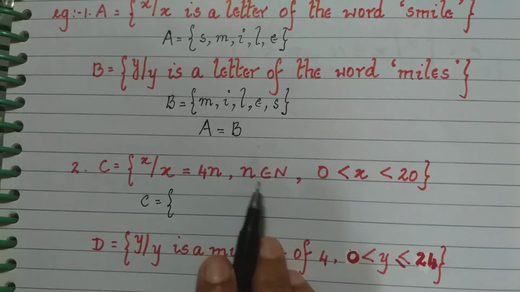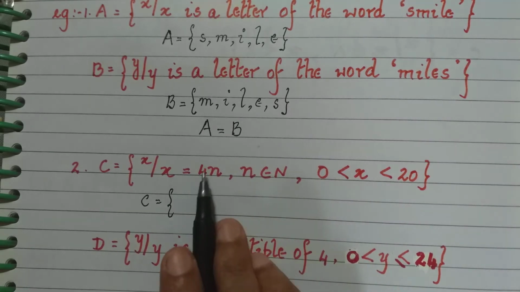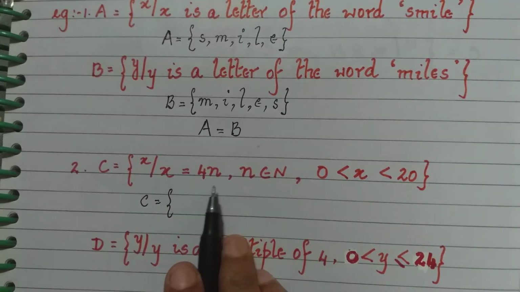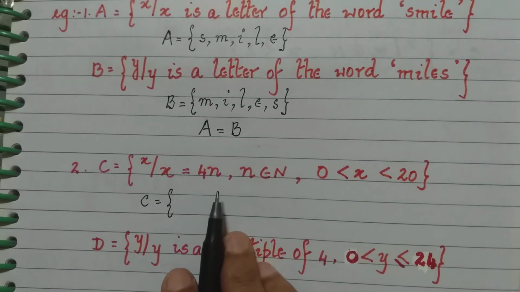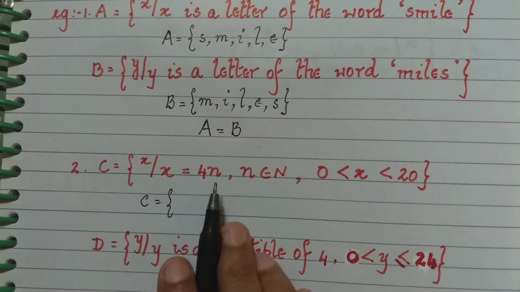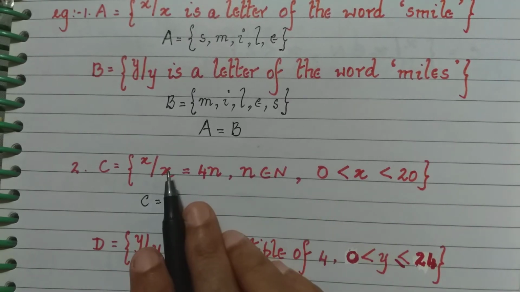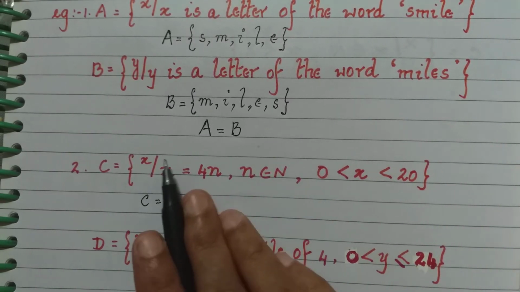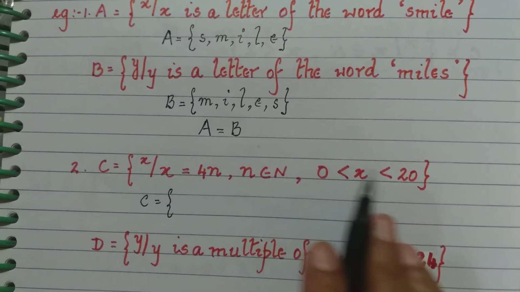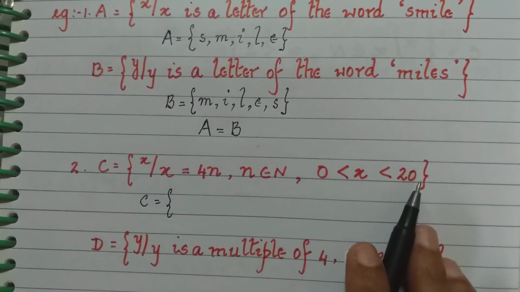Therefore, this small n belongs to N. That is, this n can take the value of any natural number. When we say natural number, it starts from 1. So 1, 2, 3, 4 onwards. And one more condition is that this x should lie between 0 and 20.